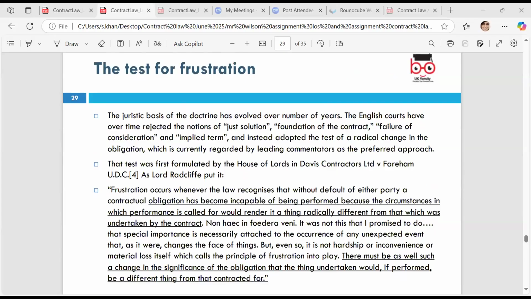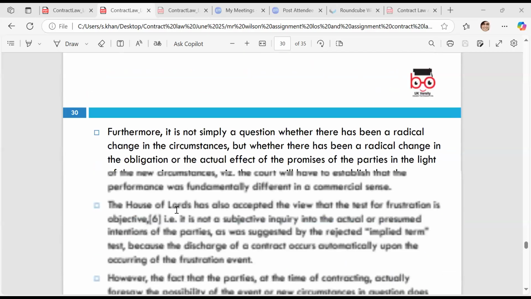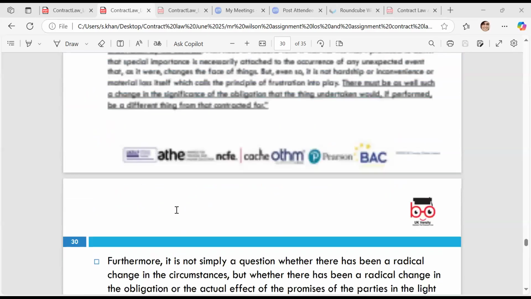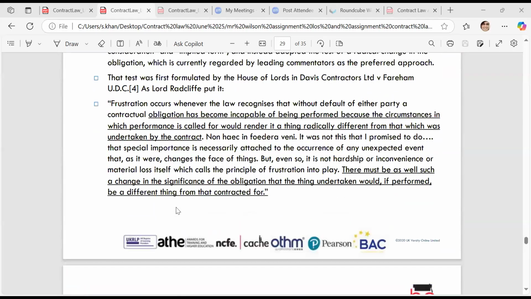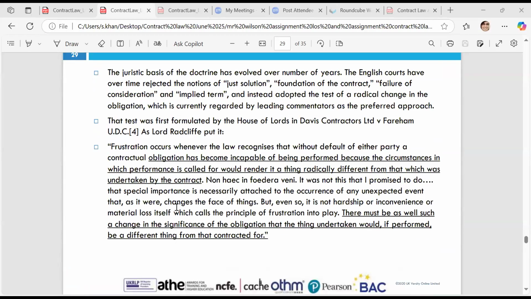The test for frustration. The test for frustration in contract law centers on whether a supervening event has made performance of the contract impossible or radically different from what was originally agreed. This test involves assessing if the event was unforeseen and not the fault of either party. The case in regard to that is Davis Contractors Limited and Fareham.